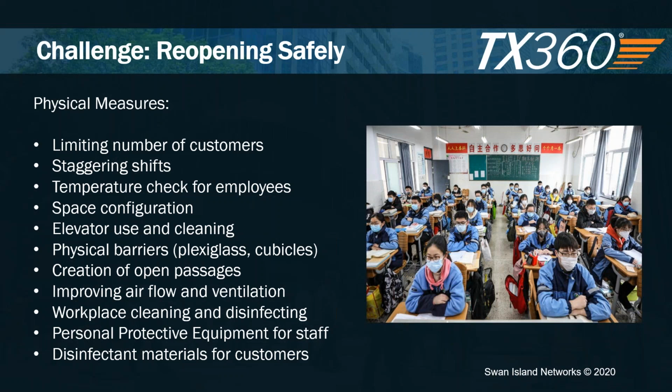Measures will also have to be taken to reconfigure physical business spaces by considering physical barriers such as plexiglass or individualized cubicles, the creation of open passages and shared spaces, and elevator policies or even automation and use of robotic techniques in order to manage an outbreak. Major sanitation procedures will also have to be considered, including the improvement of ventilation and airflow, workspace cleaning and disinfection, personal protective equipment for employees, and public disinfectant materials for customers.